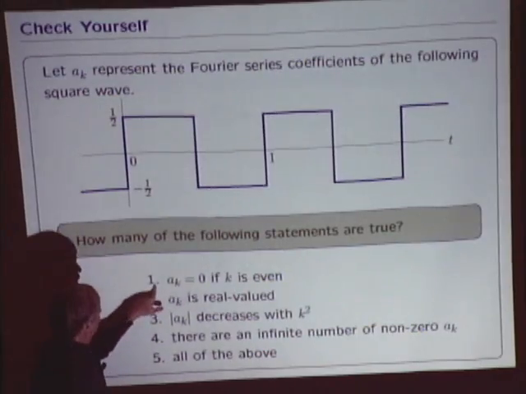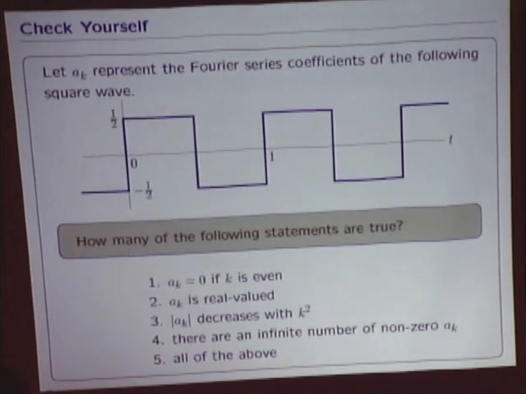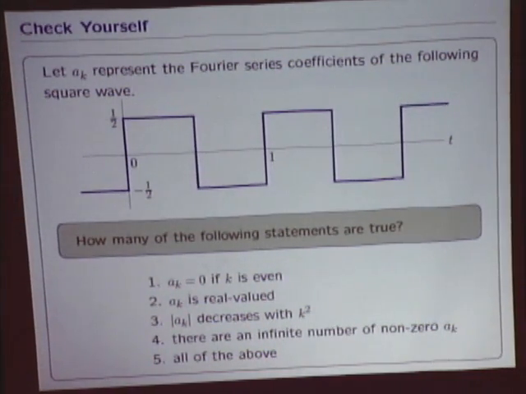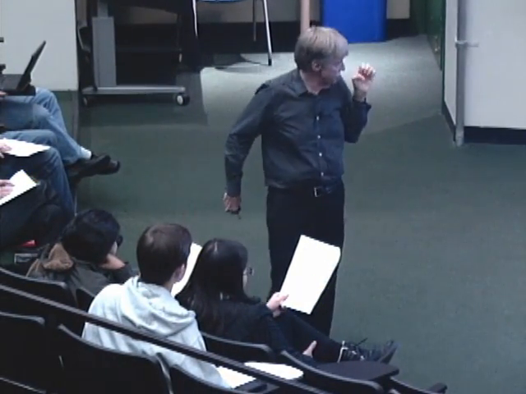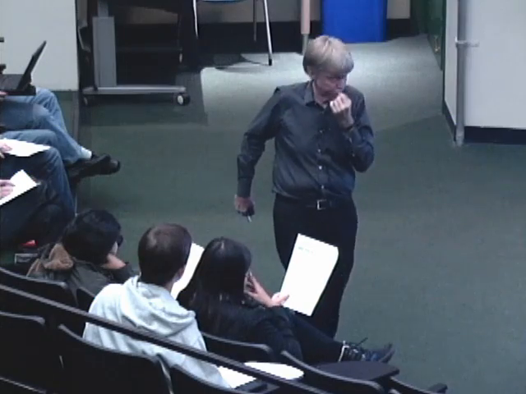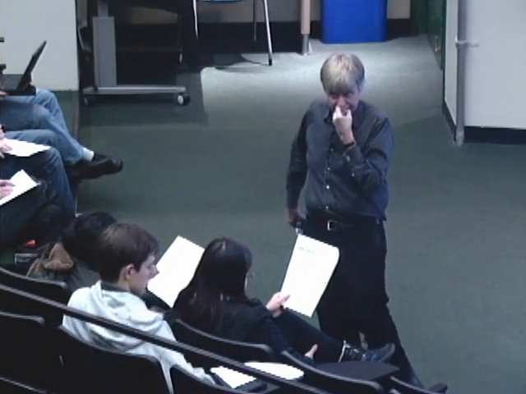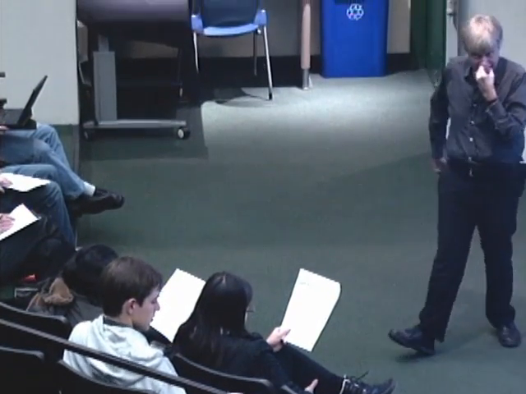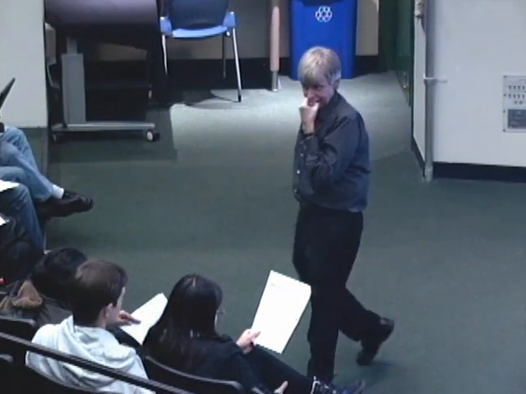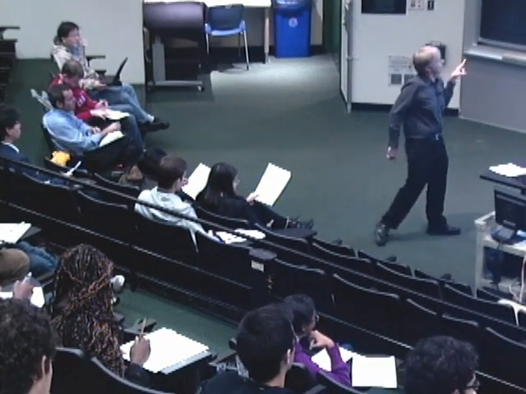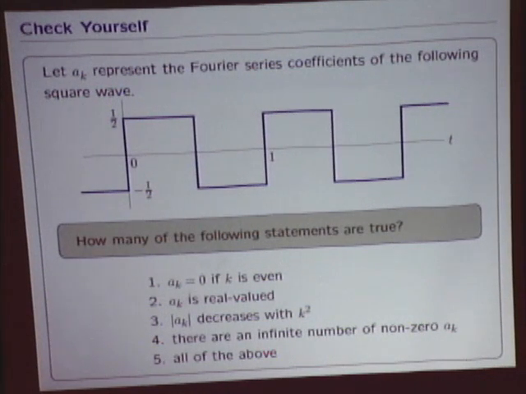What do I do first? Well, if I want to figure this out, statement 1: a sub k is 0 if k is even. Should that be true or false? How do I think about that? Yeah. The square wave is an odd function. Square wave's odd. Okay, that sounds good. So how does that help me? If there was an even term in the Fourier series, then that would mess up the oddness. So I might want to have only odd terms.